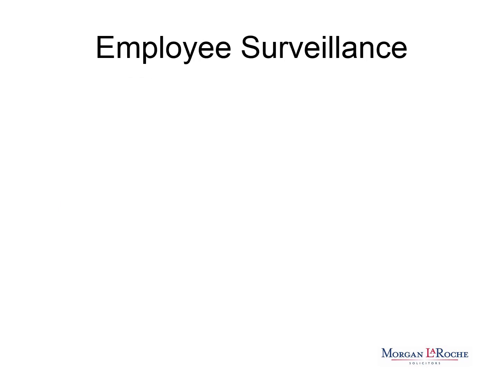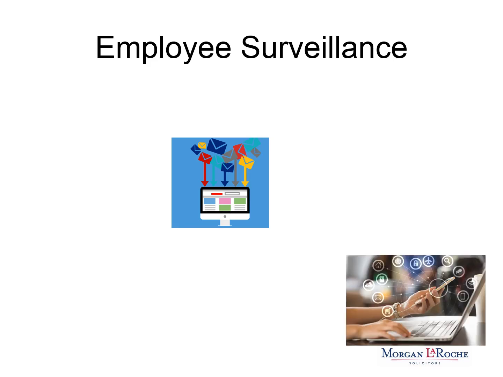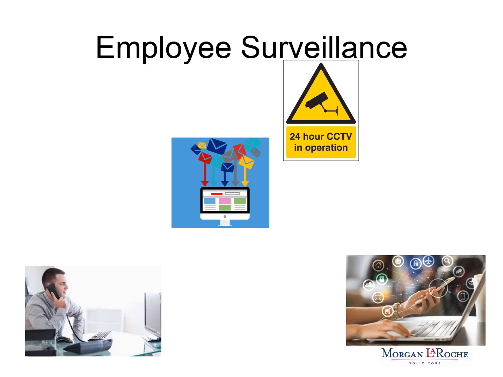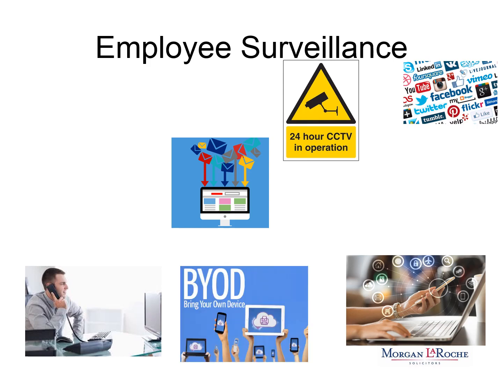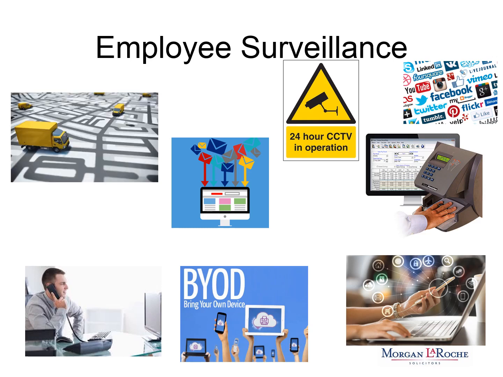When we talk about surveillance, we talk about many different types of monitoring. For example, email content and traffic, internet use, telephone use, CCTV, social media, for example, checking out someone's Facebook page when they apply for a job, bring your own device to work, monitoring time and attendance, and vehicle tracking.